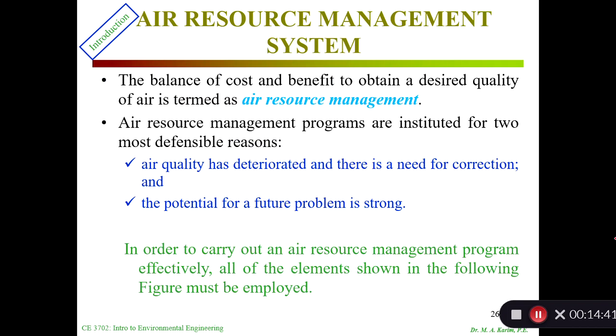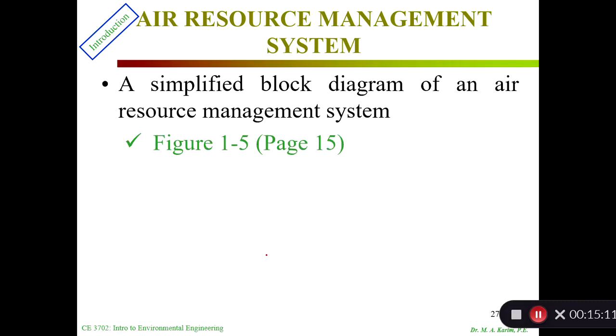Okay, air resource management system. The balance of the cost against the benefit obtained in resulting air quality is termed air resource management. Air resource management programs are instituted for two most defensible reasons: air quality has deteriorated and there is a need for correction, and the potential for a future problem is very strong. In order to carry out an air resource management program effectively, all the elements shown in the figure must be employed. I think there is a figure in their book, figure 1.5, page 15. You can take a look. It's a big flow chart that shows everything. Okay, we are going to stop here.